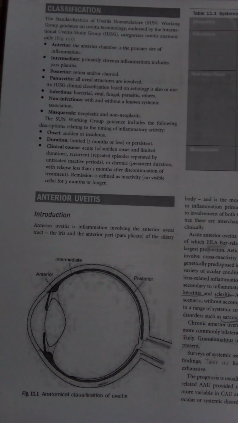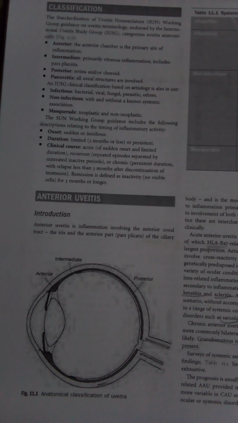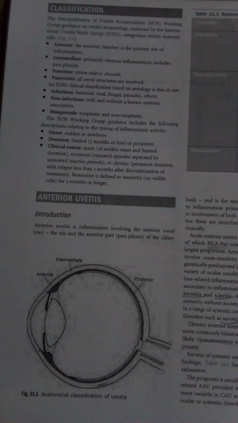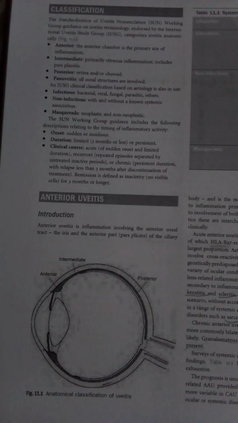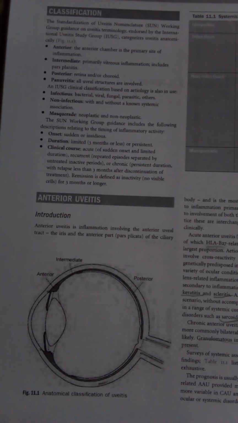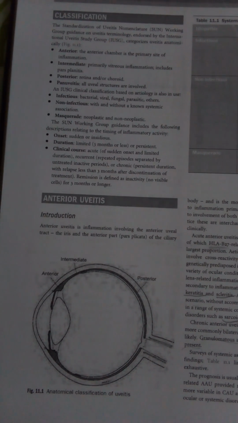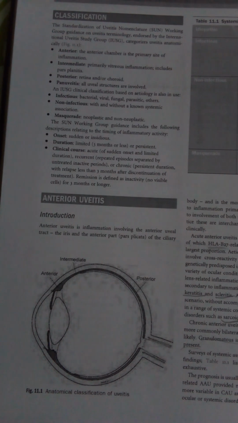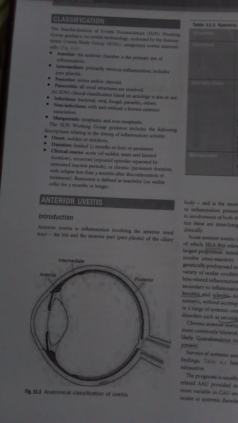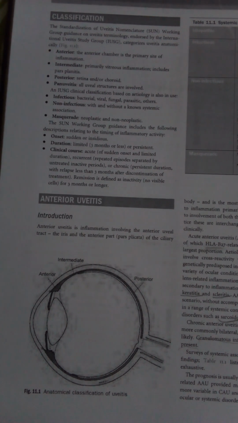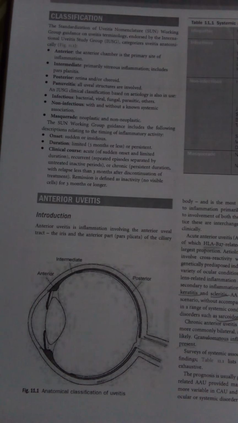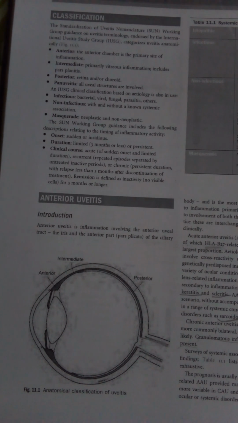The first is anterior. The anterior chamber is the primary site of inflammation. Intermediate is primarily vitreous inflammation and includes pars planitis. Posterior is the retina or choroid, and then the panuveitis, where all uveal structures are involved. An IUSG clinical classification based on etiology is also in use.